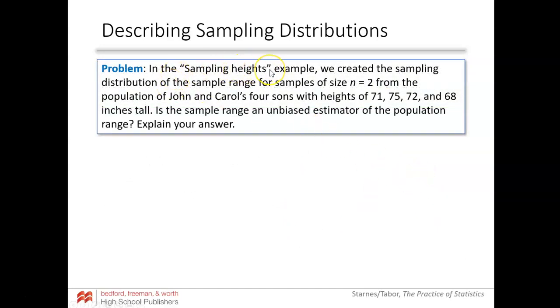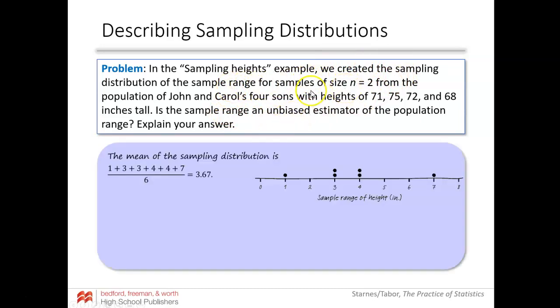In the sampling heights problem with John and Carol and their 4 sons, we created sampling distributions for the sample range of sample size 2. If you remember, we took combinations of 2 sons, found the range of each of those samples, and then created this little distribution. If we took the ranges and averaged them, we found the mean, which is 3.67.